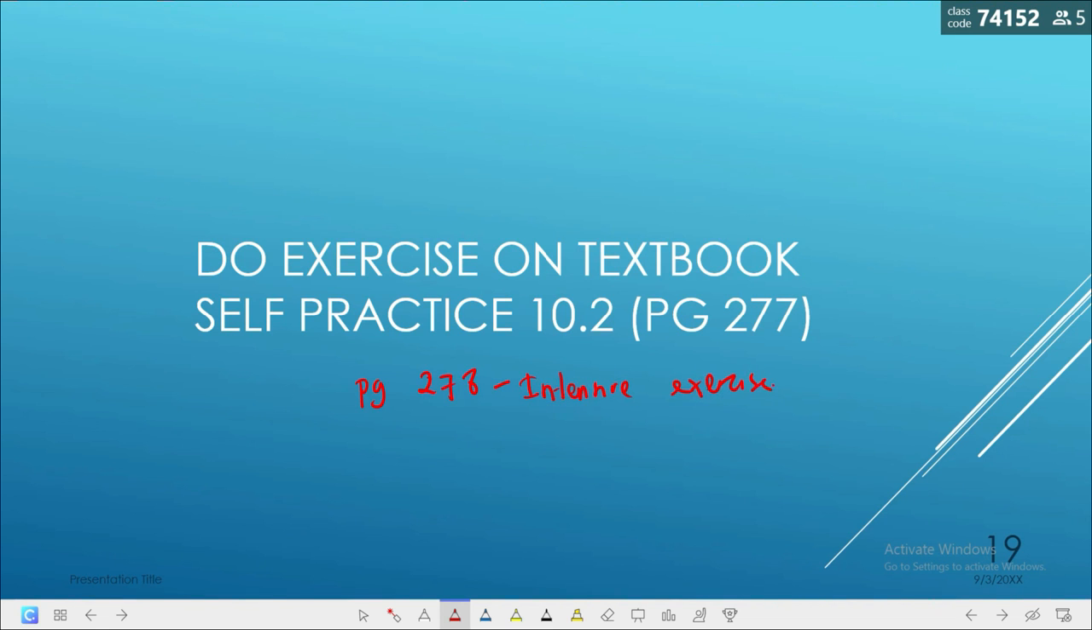Just let me remind you, I will give you a lot of exercise. After we finish chapter 10, I will give you the format of how the question will be asked in SPM for this chapter. So you have to do a lot of exercise.